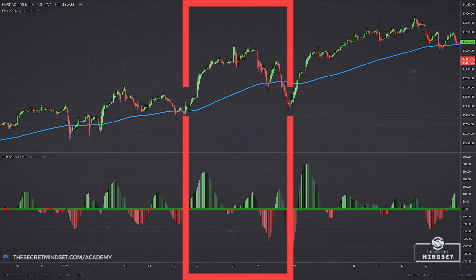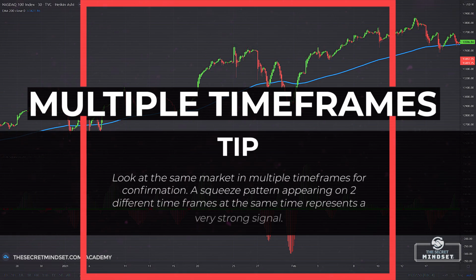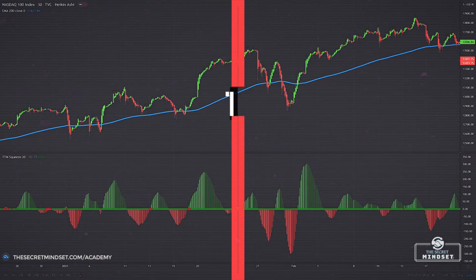Also, the TTM squeeze can be used in many timeframes. My preference is to look at the same market in multiple timeframes for confirmation. For example, if a squeeze is firing on both a daily and an hourly chart at the same time, that's a stronger signal than a squeeze that is only firing in one timeframe.